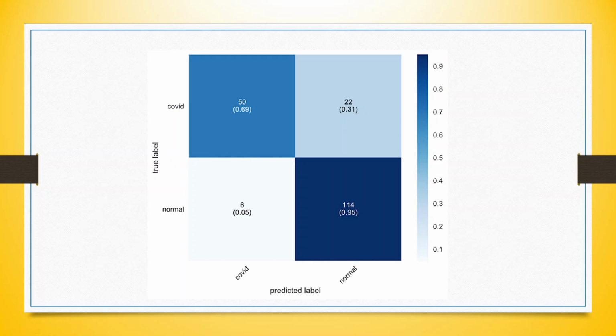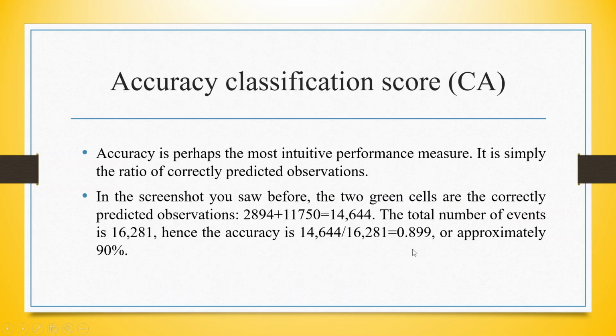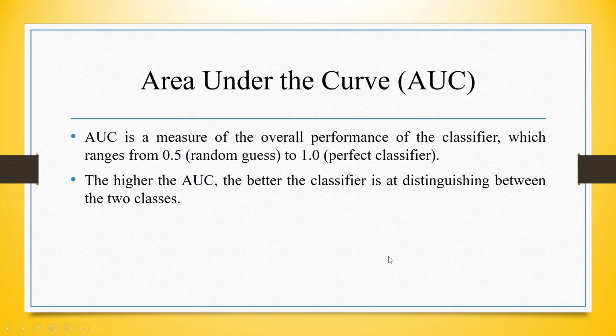Confusion matrix, I have already explained in all my previous videos, kindly refer to it. Now on the basis of this confusion matrix, we get true positive 2894 and true negative 11750, which are considered to be the correctly classified cases. 643 and 994 are misclassified cases. So our classification accuracy is 2894 plus 11750 divided by the total of all these four cells, which will give me the classification accuracy. We want this classification accuracy to be more than 0.8.